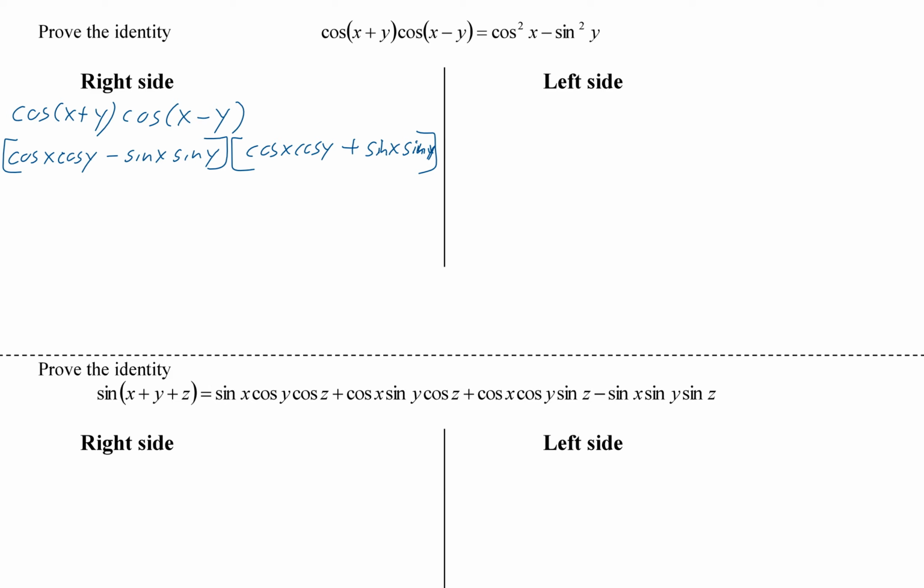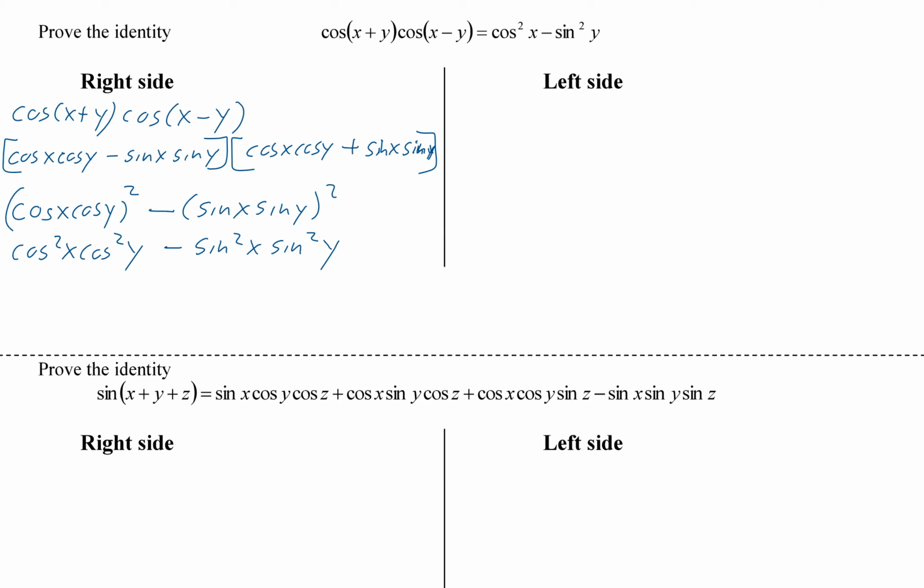You see the cosine x, cosine y, sine x, sine y, sine x, sine y with a plus and a minus. So we're going to end up with cosine x, cosine y squared minus sine x, sine y squared. And there's no plus in here. This is just distributing the square, which gives us cosine squared x, cosine squared y, minus sine squared x, sine squared y. And you're like, oh crap, that's not the same. So how do we get there? These are now Pythagorean identities.